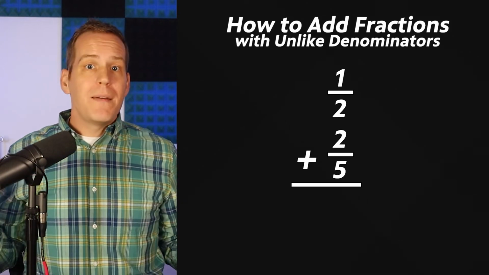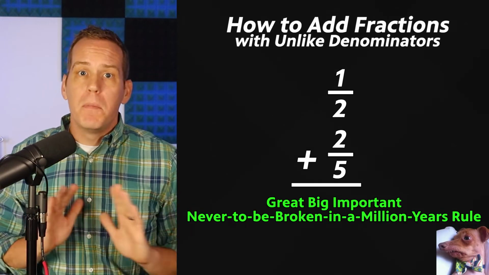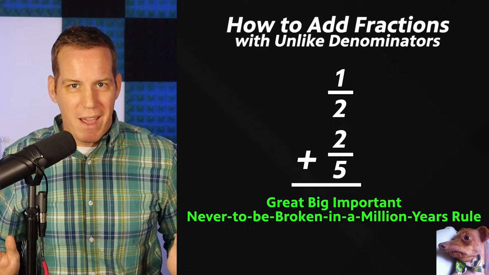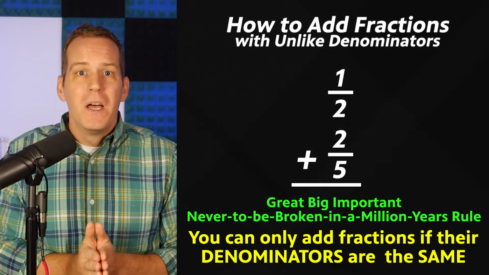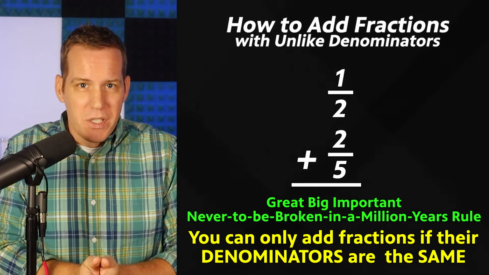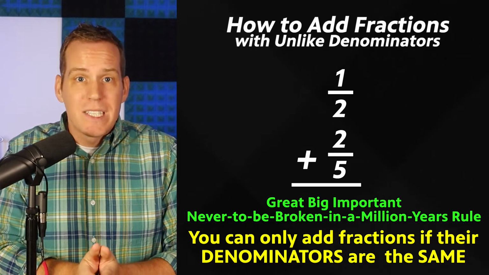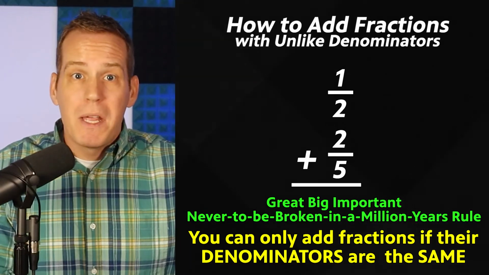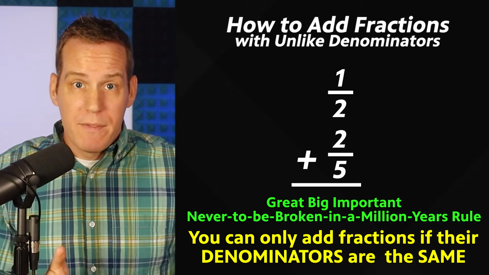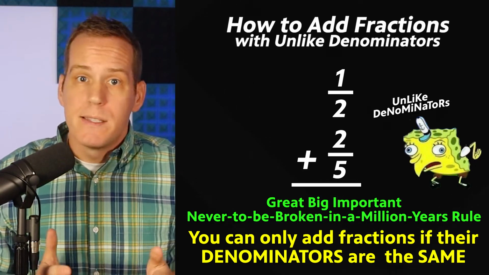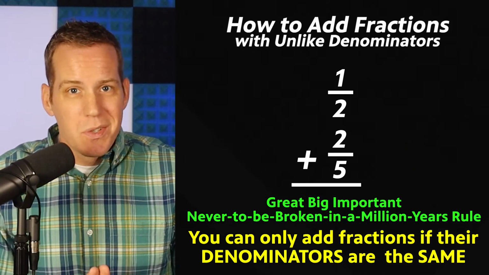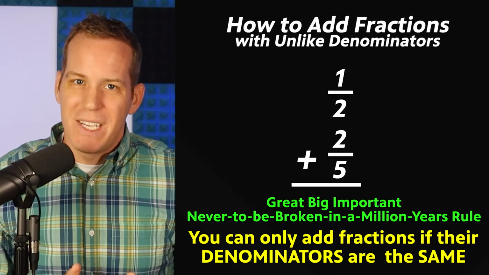Now, there's a great, big, important, never to be broken in a million years rule when it comes to adding fractions, and that's this. You can only add fractions if their denominator is the same. If their denominator is not the same, or another way of saying that is they have unlike denominators, then you need to do some work, and that's what we're looking at today.